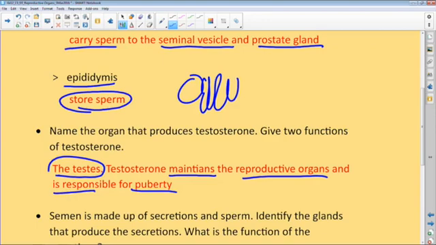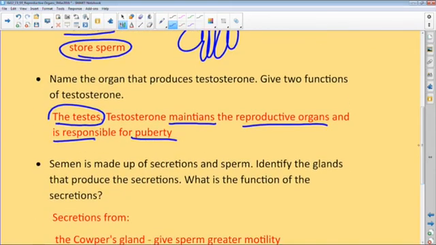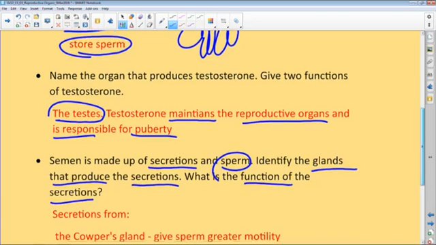That's from testosterone. Okay, these are simple questions. Next one. Semen is made up of secretions and sperm. Identify the glands that produce the secretion. What is the function of the secretion? We spoke about this as we were going along. Okay, so let's have a look at it.